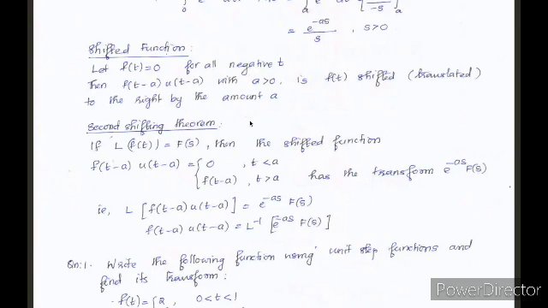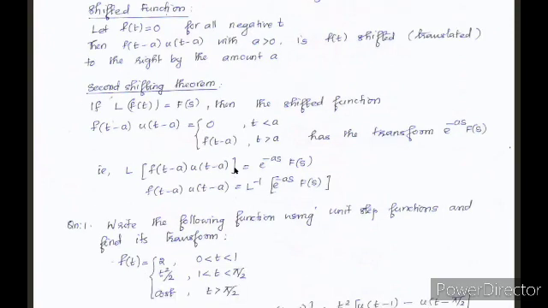Next we are going to discuss the second shifting theorem for the Laplace transform. If the Laplace transform of f of t equals F of s, then consider the shifted function f of t minus a times u of t minus a, that is 0 for t less than a, and f of t minus a if t is greater than a. Then the shifted function has the Laplace transform e raised to minus as times F of s.